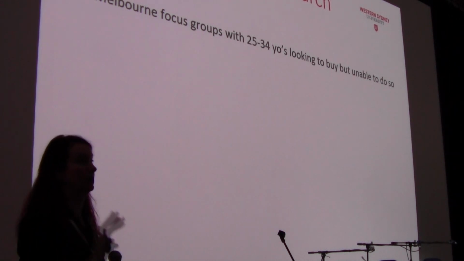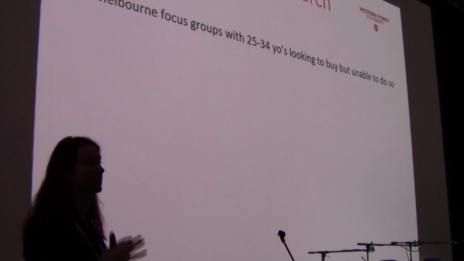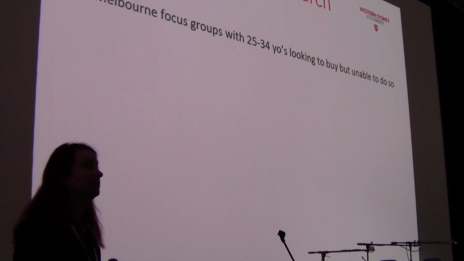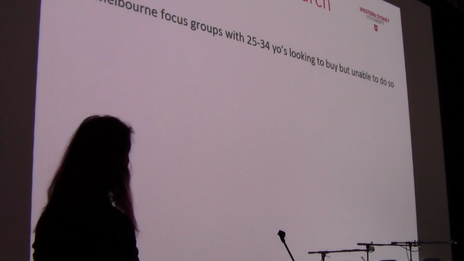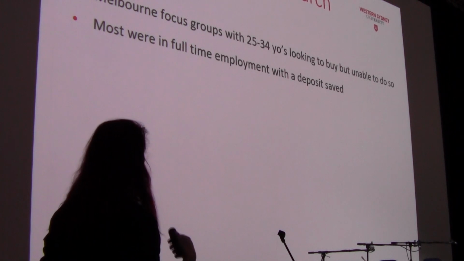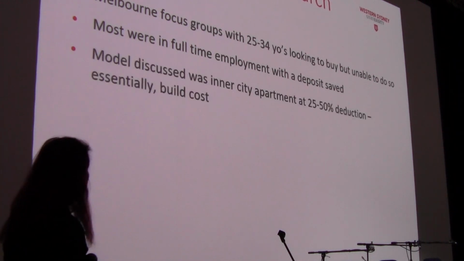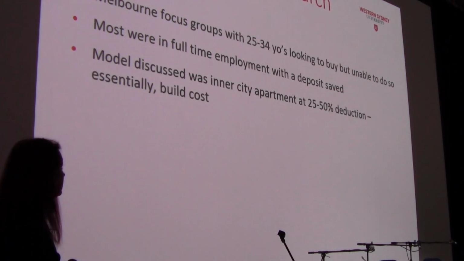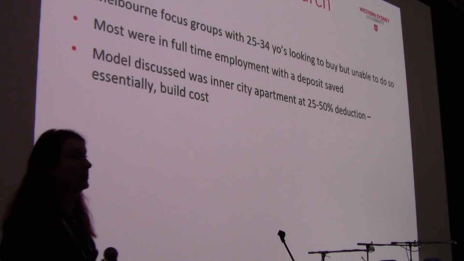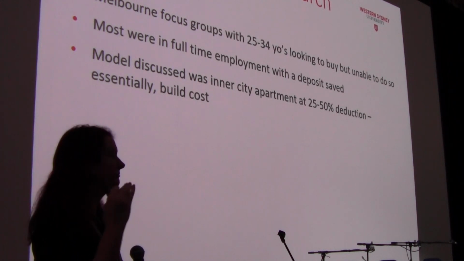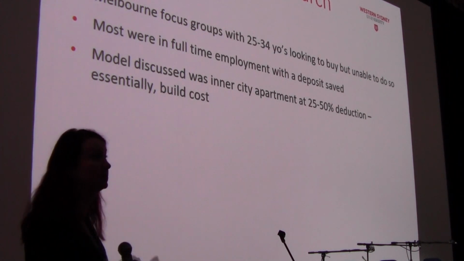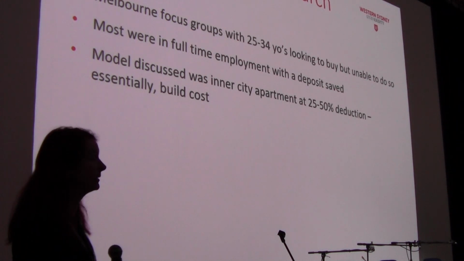And would you like to know how you might be able to do so? So it wasn't ideologically leaning towards any particular model. It was just, are you currently unable to buy? And we ran 4 workshops. Most of them were in full-time employment. They had a deposit. We talked about an inner-city apartment development, basically at build cost. So taking the land value out, it's probably going to be 25 to 50% lower than market, depending on site specifics. It was a hypothetical.